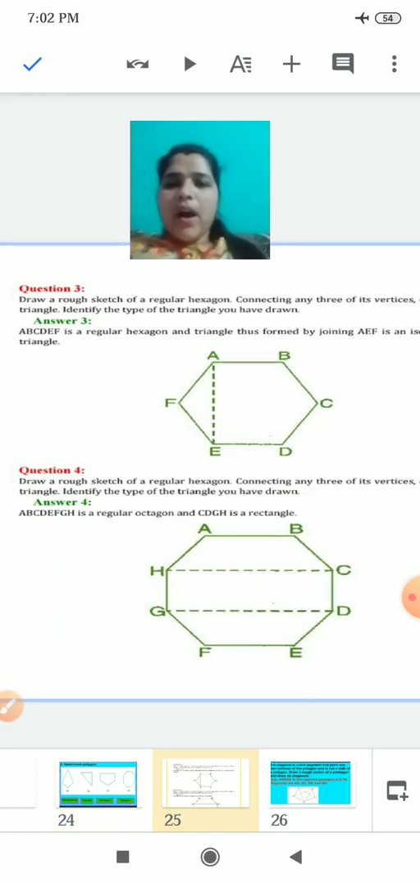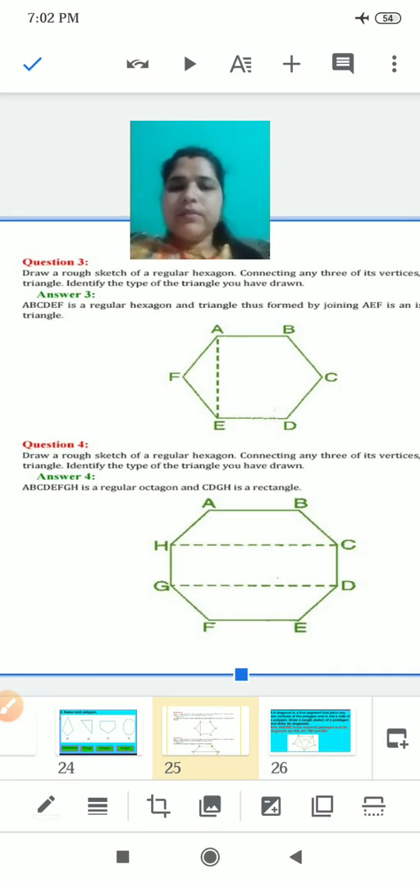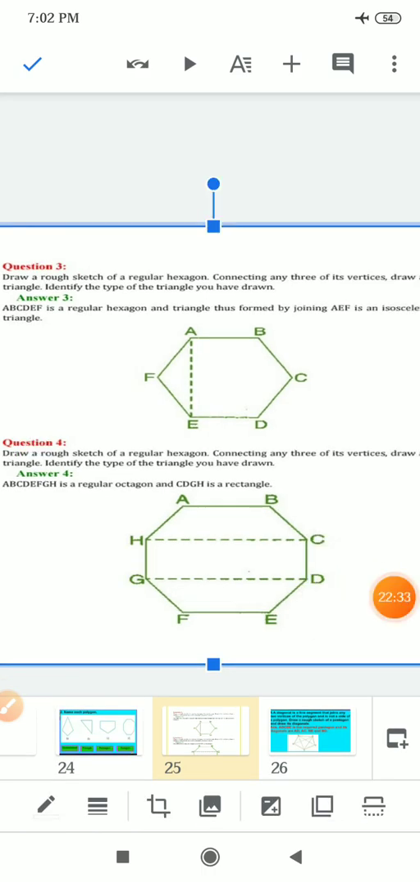Now we have question number 3. Draw a rough sketch of a regular hexagon connecting any 3 of its vertices. Draw a rectangle. Identify the type of rectangle you have drawn. It means it is saying draw a regular hexagon.